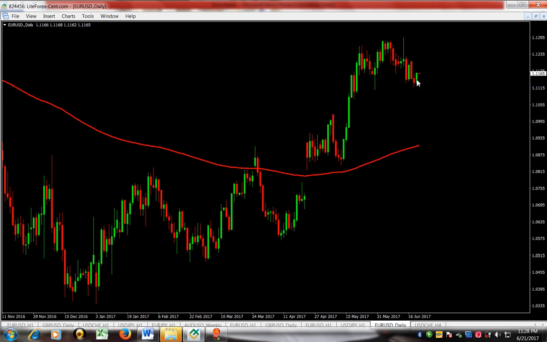Now the price is moving above the moving average, so we are in a bullish phase. We are in an uptrend. That is the general direction of the market for now. So what do we do? We buy in an uptrend. We buy low in an uptrend so as to maximize our profits.